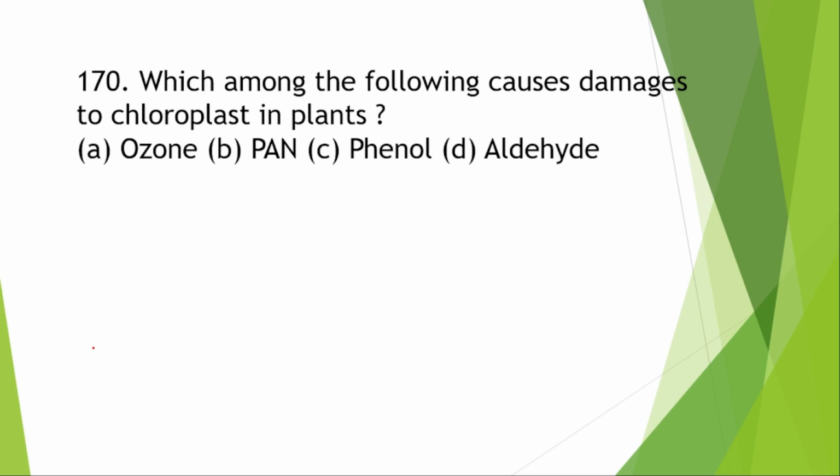170. Which among the following causes damages to the chloroplast in plants? Ozone, PAN, phenol, aldehyde. Here the right option is PAN, that is peroxyacetyl nitrate. It is a powerful secondary pollutant found in the photochemical smog. It is particularly harmful to the plants because it damages the chloroplast, inhibits the photosynthesis and causes visible injury. So this is about the PAN.